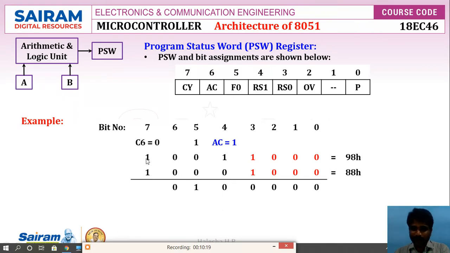And when we perform addition of these two numbers, again 1 plus 1 is 0, carry 1, and this carry is called C7. That means carry from the 7th bit, also called carry from the MSB. When there is a carry from the MSB, the carry flag will be set. When there is a carry from bit 3, the auxiliary carry flag will be set. Clear, no? So in hexadecimal you can write this result as 120.